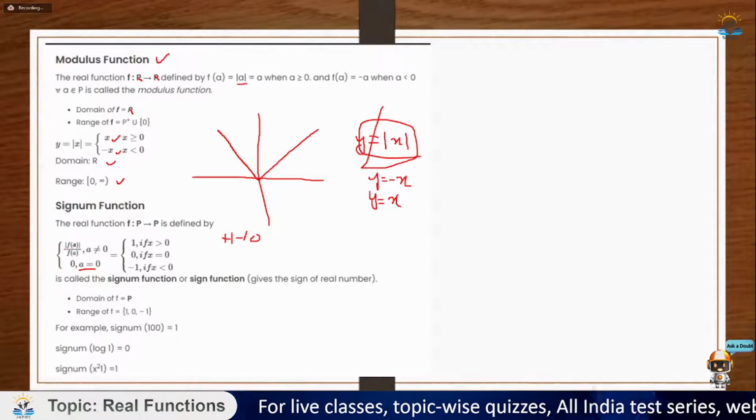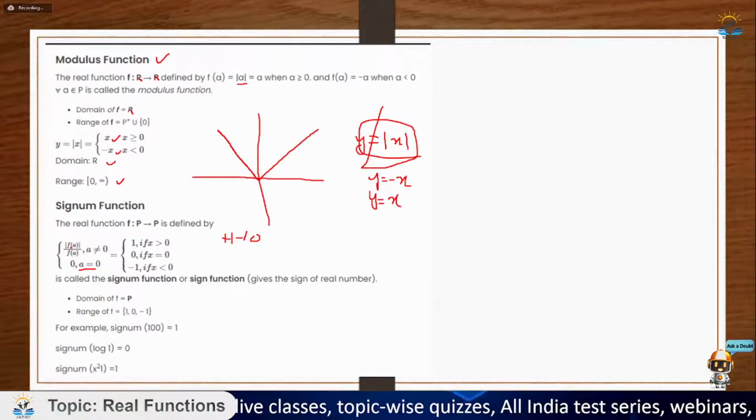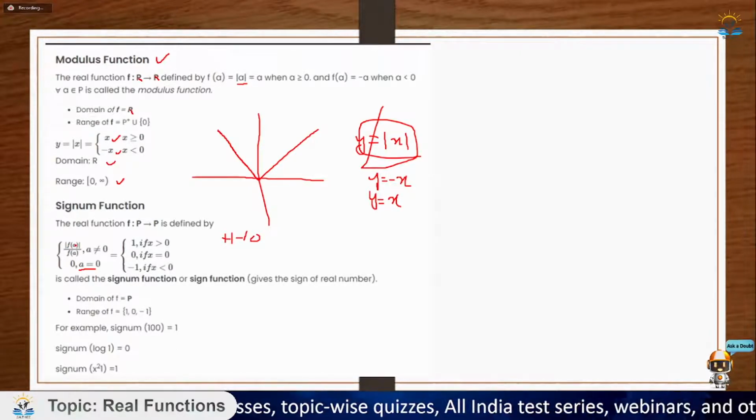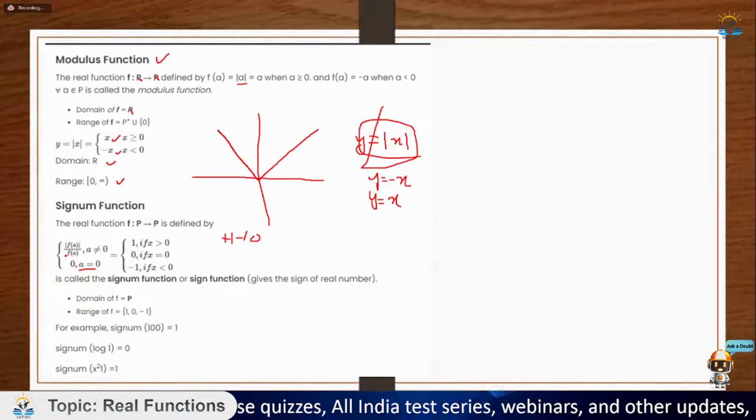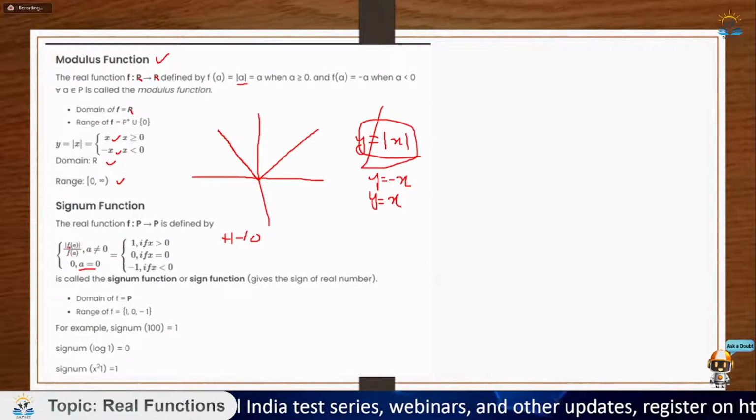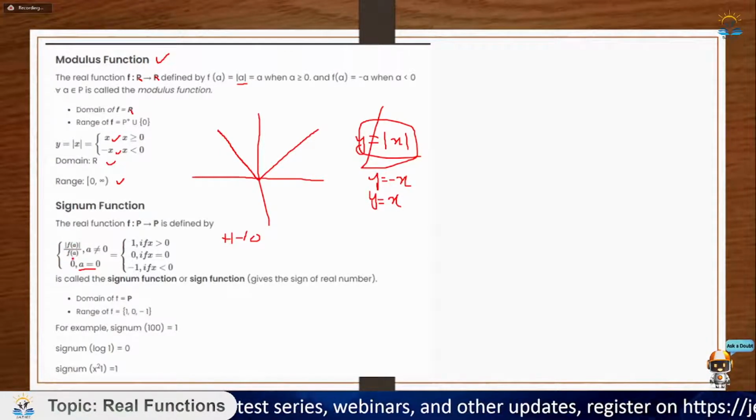So basically, it is mod of f(x) upon f(x). Why mod? Because doing mod, it will give you the sign. Let's say your f(x) is negative, so you will get f(x) upon minus f(x). So f(x) and f(x) will cancel, and you will get minus 1. And if the function is positive, then it will be f(x) upon f(x), which is equal to plus 1.